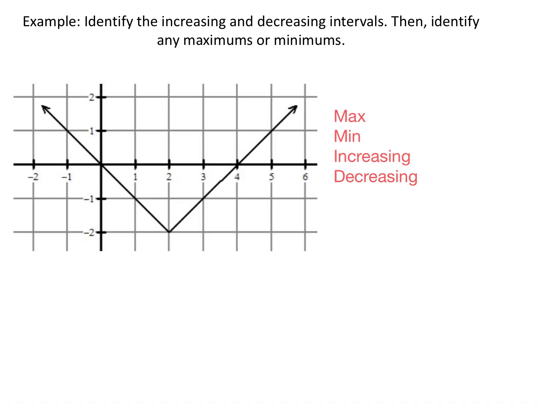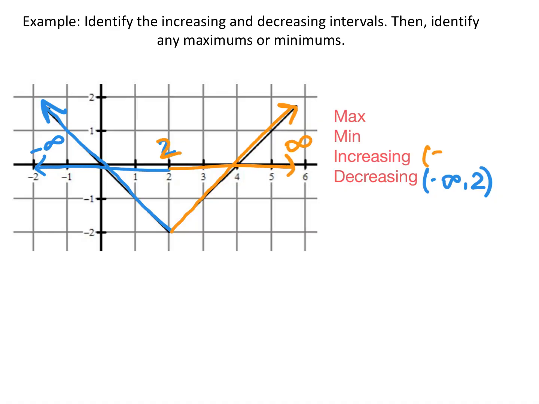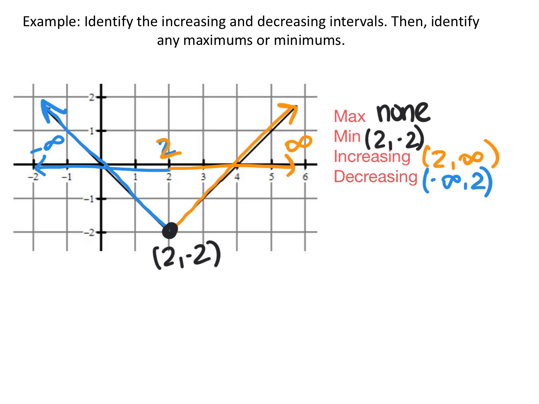In this example, I start by going downhill. So from this arrow down until I get to here. So from the arrow until 2. So from -infinity to 2, I'm decreasing. And then it turns and it's going uphill. So from 2, it continues further to the right. From 2 to infinity, it's increasing. My minimum is right here at 2, -2. And my maximum is none.